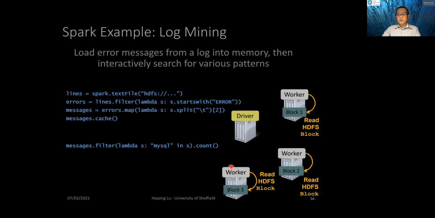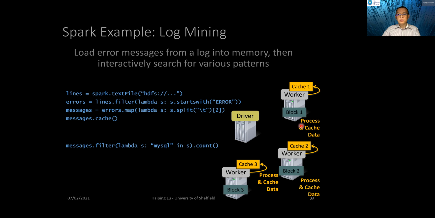Then these 3 workers will start to process those transformations, up to this line of code. The workers will process these lines to read the HDFS blocks. They will do it in parallel, and process the individual blocks. They will filter to find the error messages, split them into different messages, and then filter to find those with MySQL.